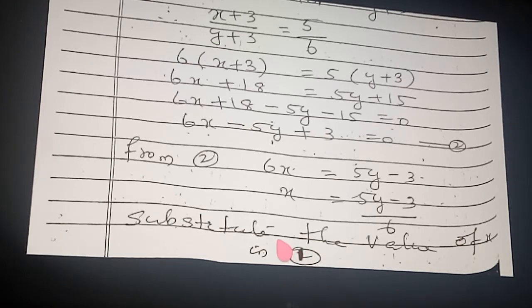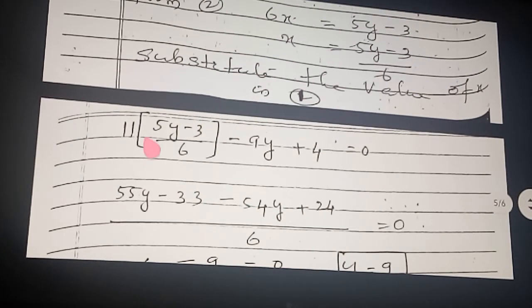Okay? Substitute it, all of you. 11 into 5y minus 3 by 6, minus 9y plus 4 equal to 0. Same, in the place of x we apply the value. Now open the bracket also, take the LCM also. 11 into 5, how much will come? 55, minus 11 into 3, 33. Now take the LCM: 9 into 6 is 54, 6 into 4 is 24. Whole divided by 6. LCM taken.